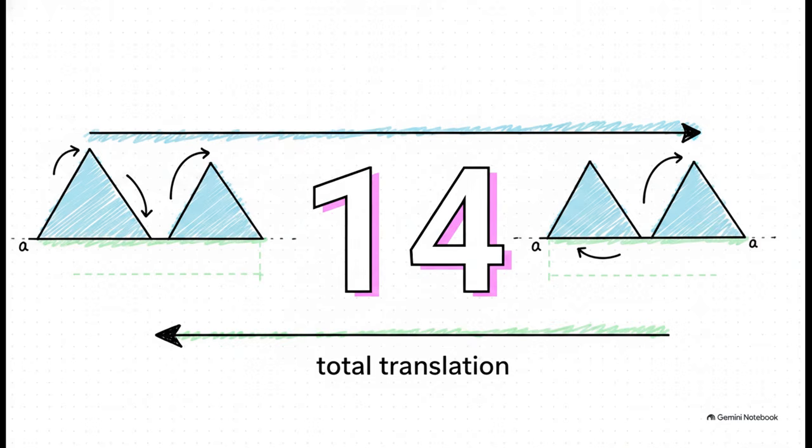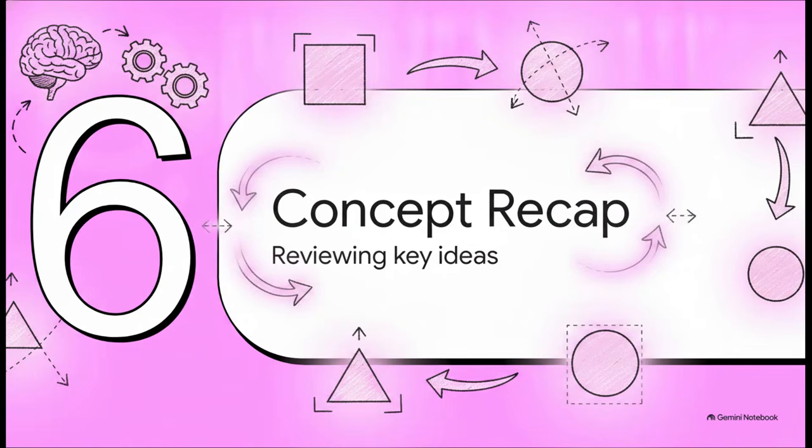Did you get 14? Because if you did, you are absolutely correct. Remember, the reflections over parallel lines theorem tells us the total translation is exactly 2h. So 2 times that 7-unit distance means your final image is exactly 14 units away from where it started. See? It's a fantastic shortcut.